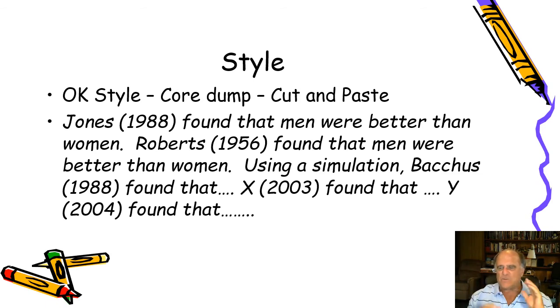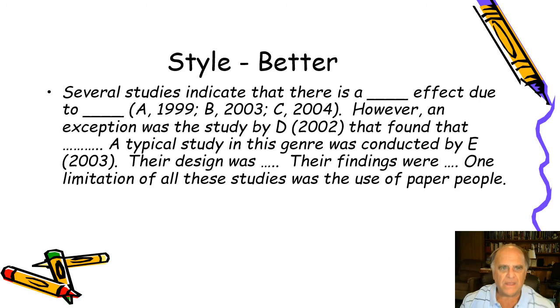The preferred style is where you organize and integrate more as you're writing. So a better style would be something like this. Several studies indicate that there is a main effect due to whatever it might be, let's say gender again. And then you list the studies. So instead of listing each study and what it found, you're organizing what the common theme is of those studies. And again, that's something, of course, you're going to want to do for this project. In the end, you're going to want to organize things so that you're identifying common themes.